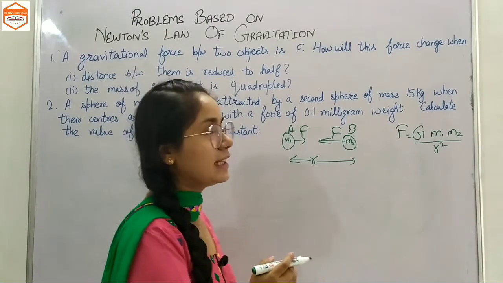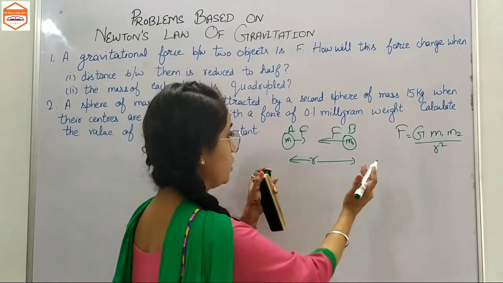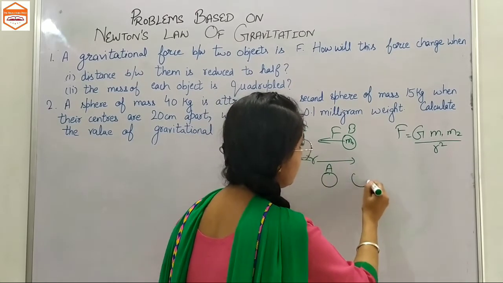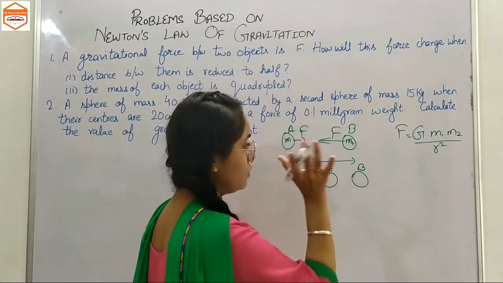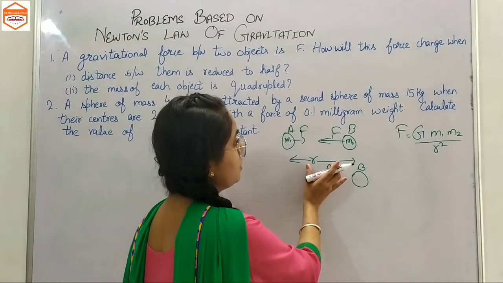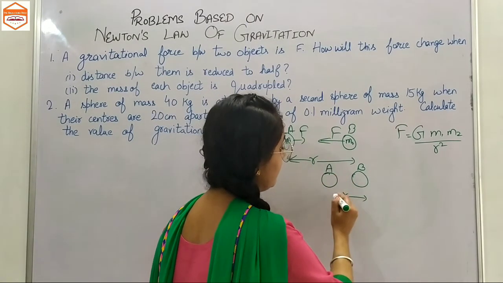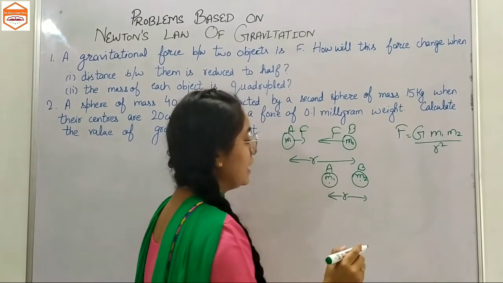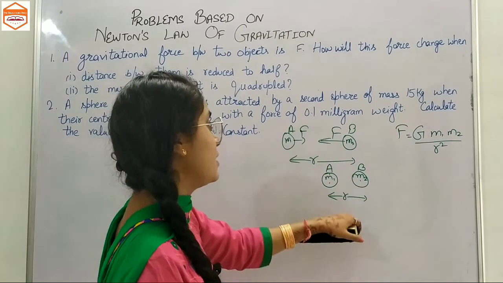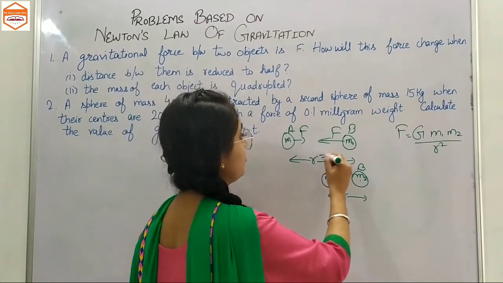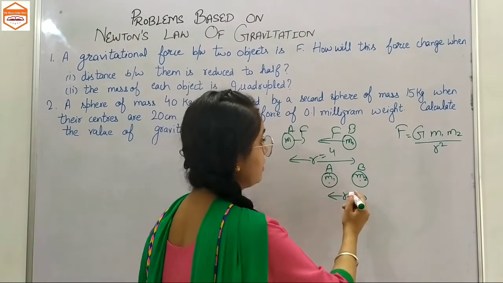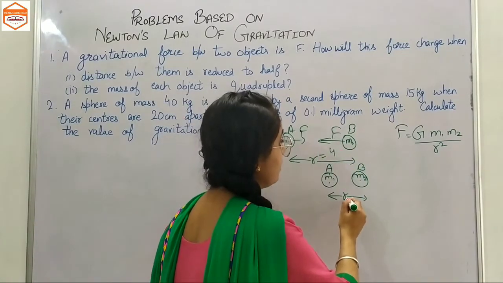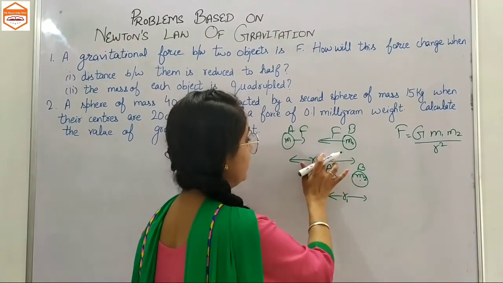When the distance between them is reduced to half, that means the objects would come closer, right? Here is object A, here is object B. They have come closer because the distance has been reduced to half. Of course we're going to take the distance from the center of these two bodies. The masses would remain the same. Suppose this distance was 4 and as it has been reduced to half, this distance is 2. We cannot name it R again, so we're going to name the new distance R1.